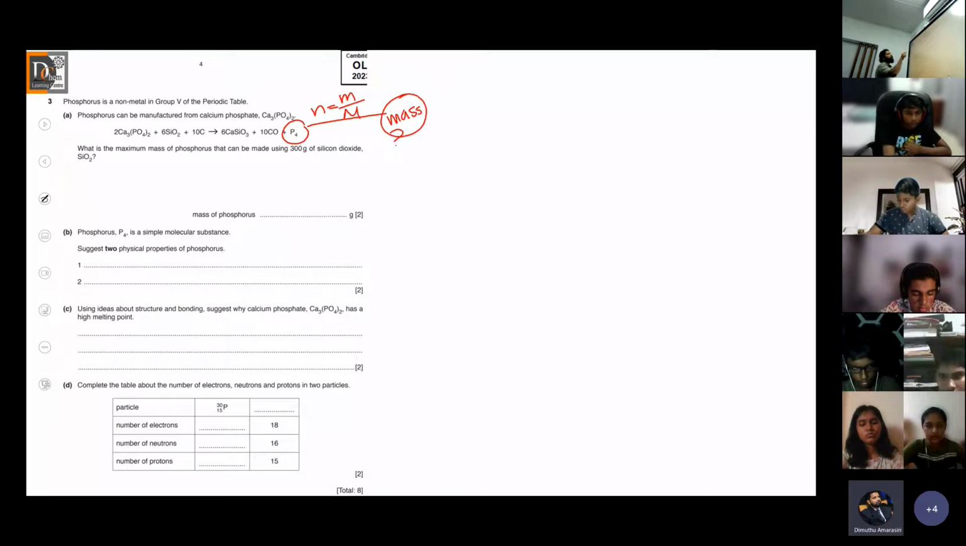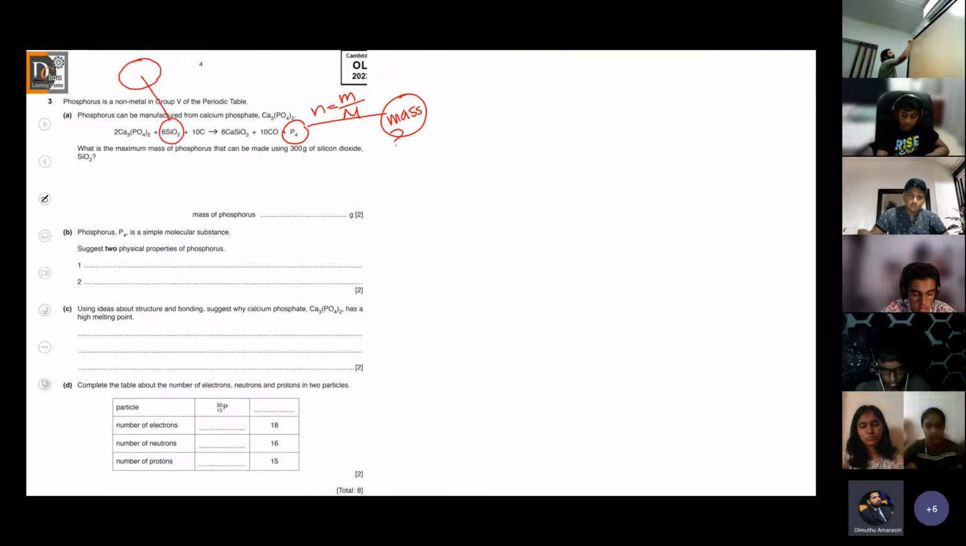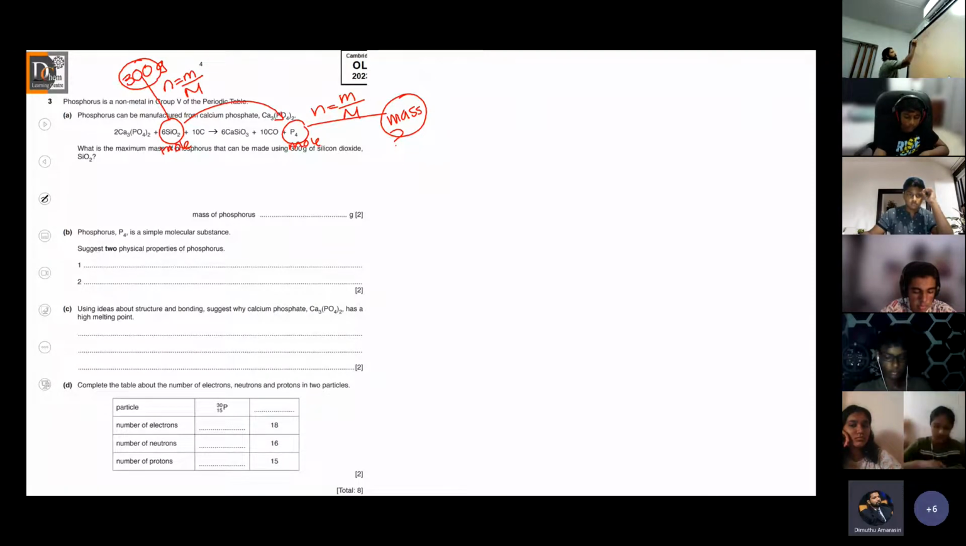But what have they given? They have given the mass of silicon dioxide, which is 300 grams. Always I draw circles on the symbols, they are the moles. Then with 300 grams, you can apply n equals m over capital M to find the moles. Then jump again. For phosphorus, the jumping happens from the stoichiometric ratio 6:1.